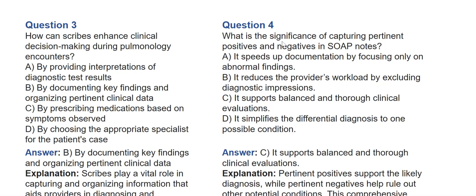Question 4. What is the significance of capturing pertinent positives and negatives in SOAP notes? A. It speeds up documentation by focusing only on abnormal findings. B. It reduces the provider's workload by excluding diagnostic impressions. C. It supports balanced and thorough clinical evaluations. D. It simplifies the differential diagnosis to one possible condition. The answer is C, as pertinent positives support the likely diagnosis, while pertinent negatives help rule out other potential conditions. This comprehensive approach ensures balanced documentation, aiding accurate decision making.